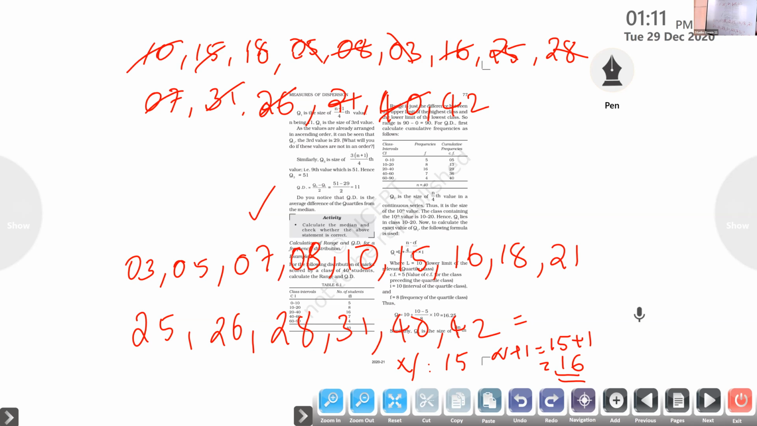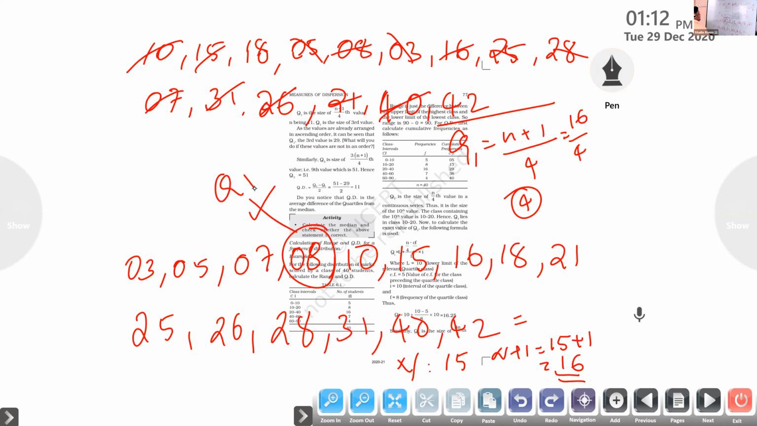Now calculate it. Q1 is equal to, what is the equation here? n plus 1 divided by 4. So 16 divided by 4, the answer is 4. So Q1 is the fourth one, 8. Q1 is 8. Is that correct? What about Q3?